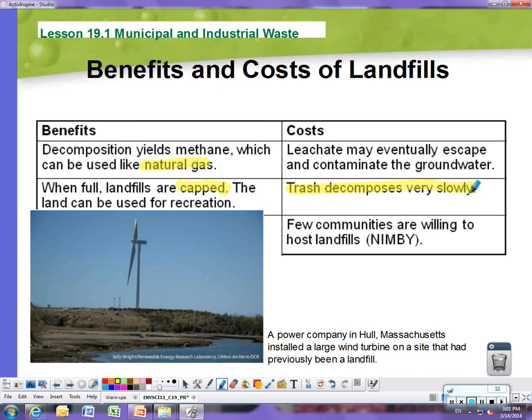And then another one of the costs is the leachate. Yep, don't know how to pronounce that word. Leachate. I'm gonna go Spanish on that one. And it can contaminate the groundwater.